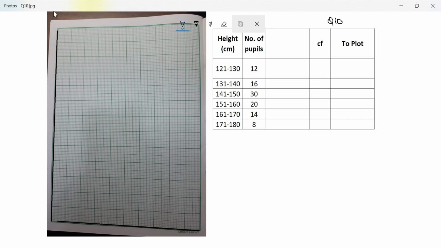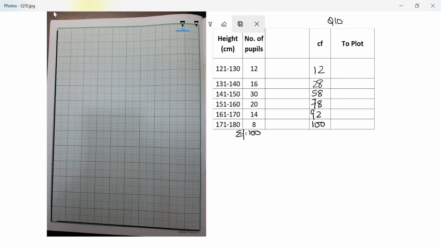So to draw an ogive, first thing I need is the cumulative frequency. Let me take a slightly sharper pen and black in color. So first I'll calculate cumulative frequency. 12 plus 16, 28, 28 plus 30 is 58, that's 78, that's 92 and 100. Perfect. Summation F is in any case given to be 100.